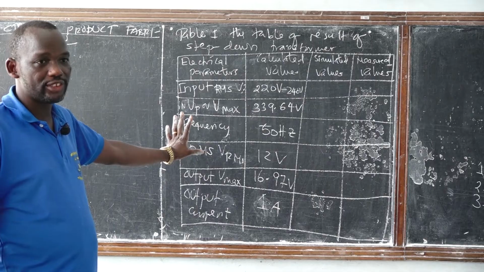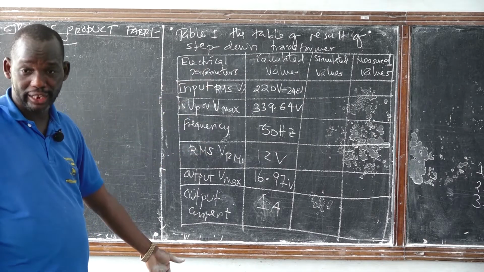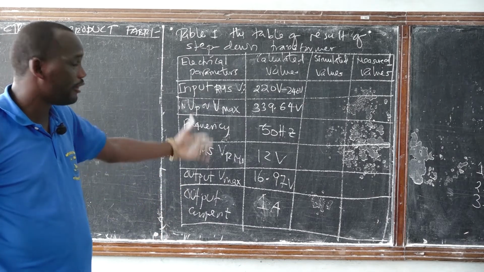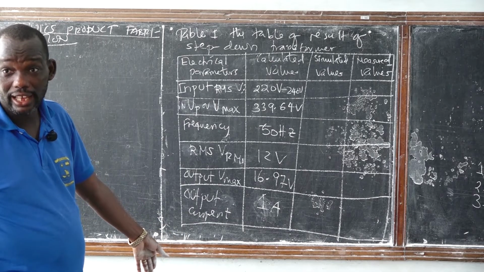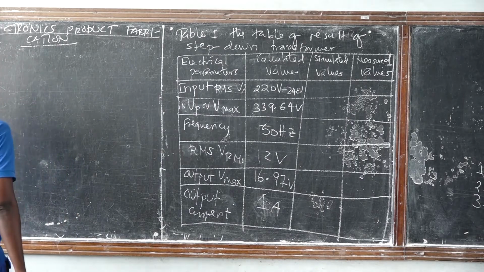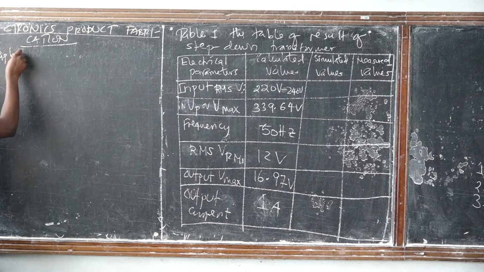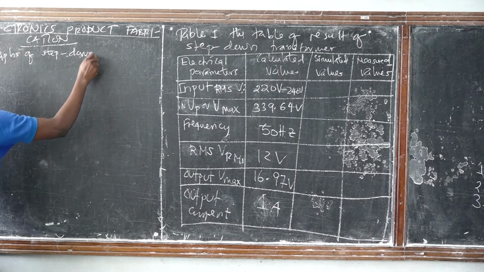So we are done with table of result, right? So you have to remember this table number 1. When you go for simulation, we'll fill the remaining column. When you go for the physical or hardware implementation, we'll fill the next column. Okay? So then another thing is what? Graph. Graphs of step down transformer.